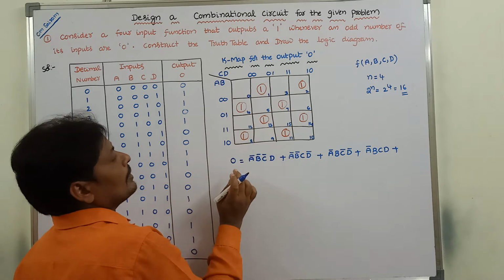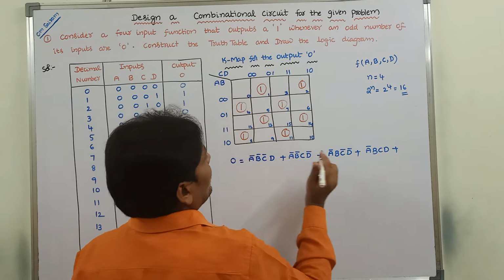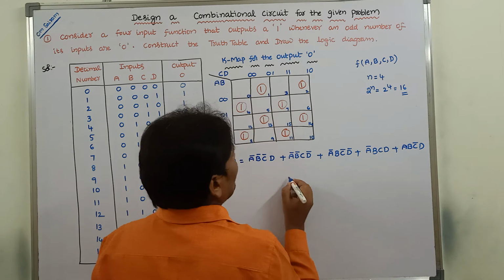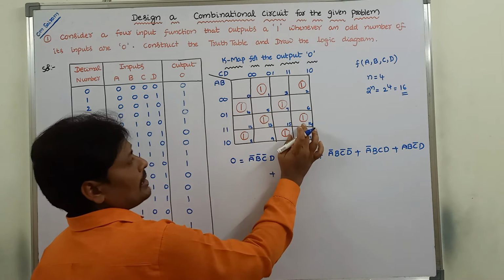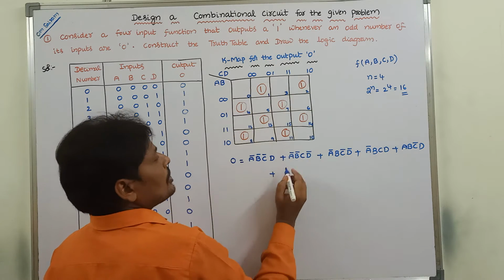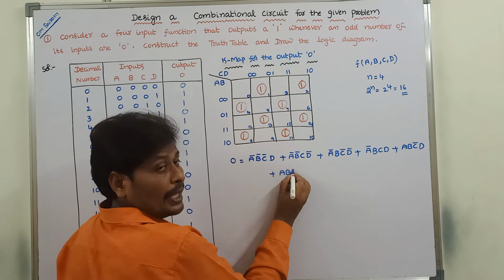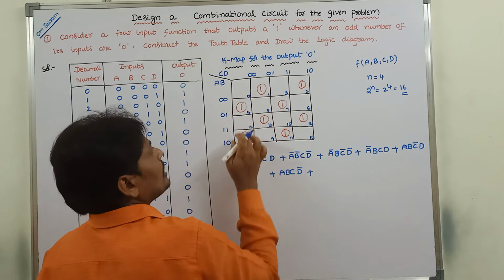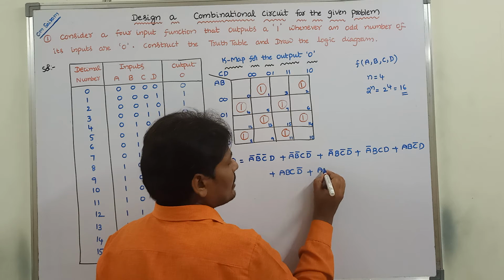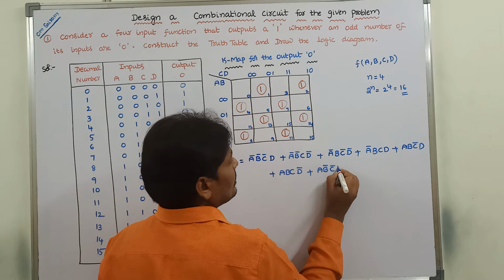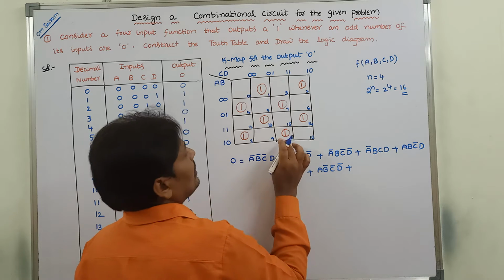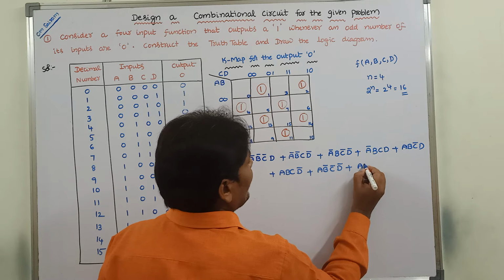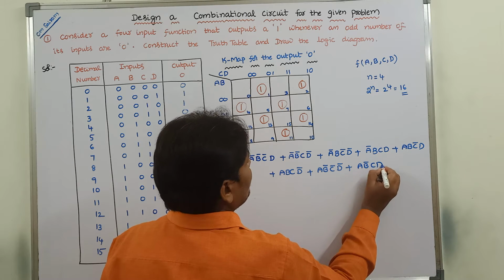Next one, this one 1, 1, 0, 1. 1, 1 is A, B, 0, 1 means C bar, D, plus. Next this one, 1, 1, 1, 0, so that is A, B, C, D bar. Next, for this one, 1, 0, 0, 0, 1, 0 means A, B bar, 0, 0 means C bar, D bar. Next, this one means 1, 0, 1, 1, 1, 0 means A, B bar, 1, 1 means CD.